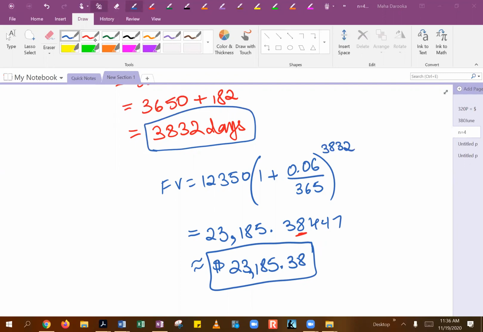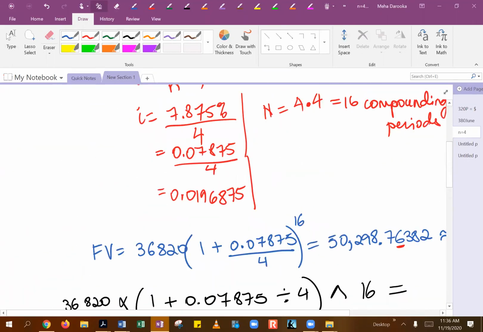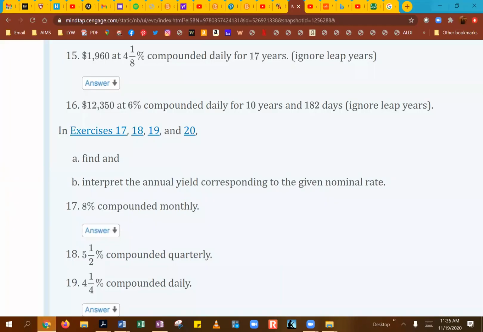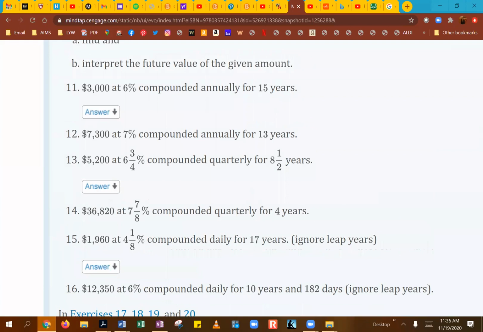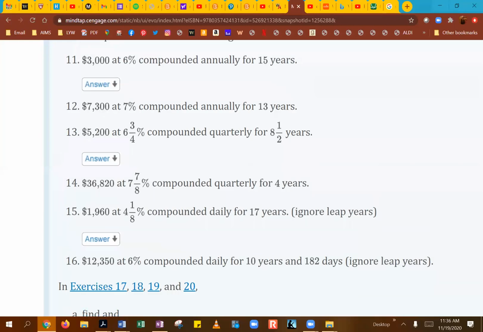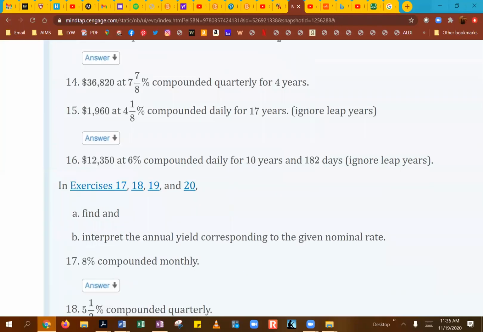So just be careful, look through the answers, what kind of compounding period you've got, and how those calculations will be affected. If you look at some of the other problems over here at the beginning, they were actually giving you compounded annually. So compounded annually means you're only calculating your interest once a year. So in this case, your compounding period would just be number 1. With quarterly, it's 4. Daily, it's 365.